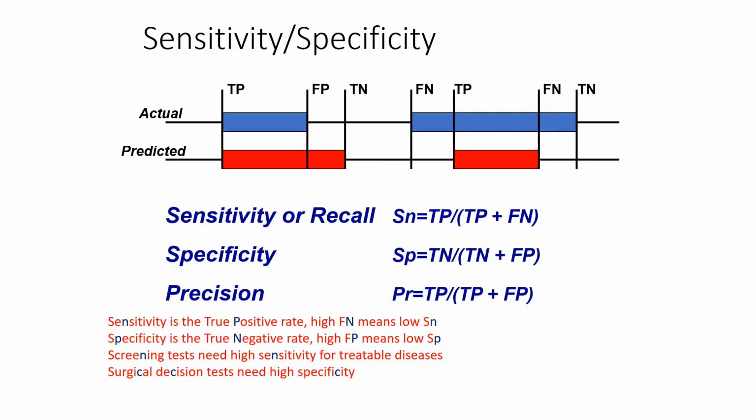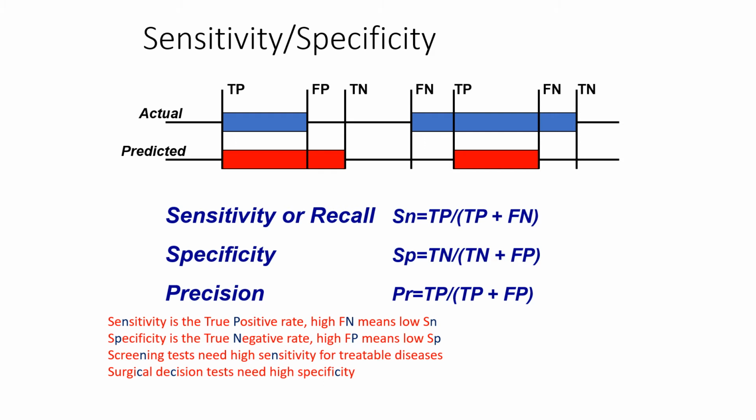But sensitivity measures the true positive rate. So N corresponds to P. And specificity measures the true negative rate. P corresponds to N. In sensitivity, a high false negative means a low sensitivity. In specificity, a high false positive means a low specificity.